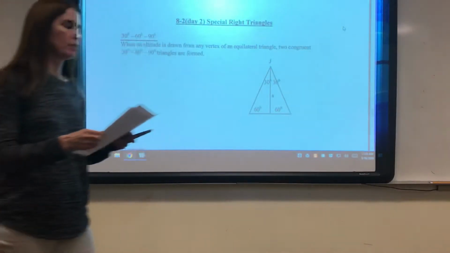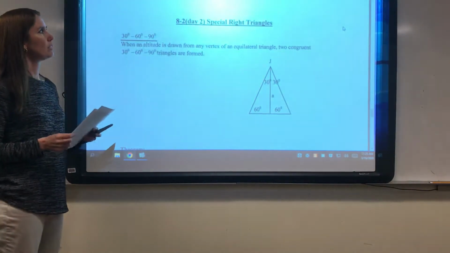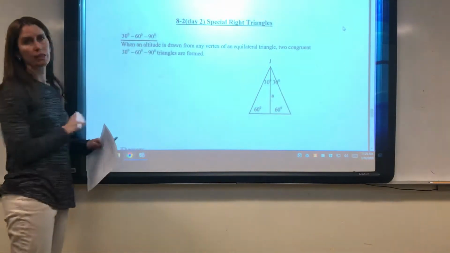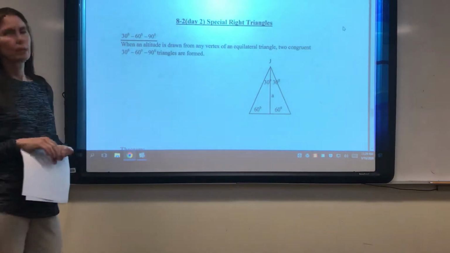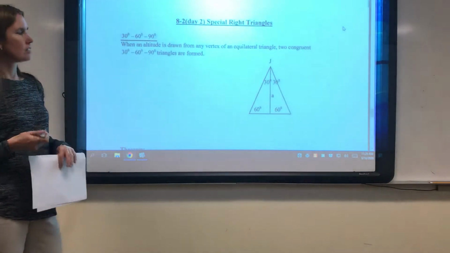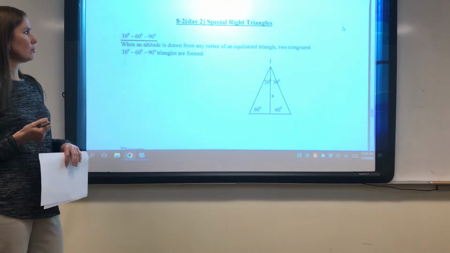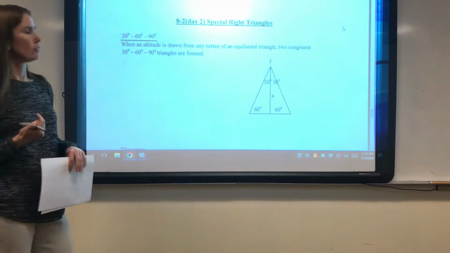Now we're going to go over the second part of section 8.2 of special right triangles, which is the 30, 60, 90. First of all, just to see where this comes from, when an altitude is drawn from any vertex of an equilateral triangle, two congruent 30, 60, 90 triangles are formed.